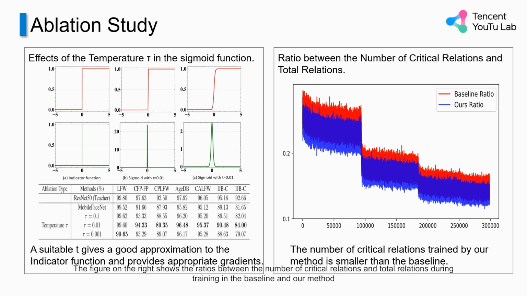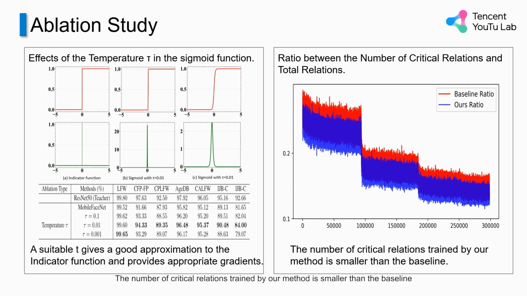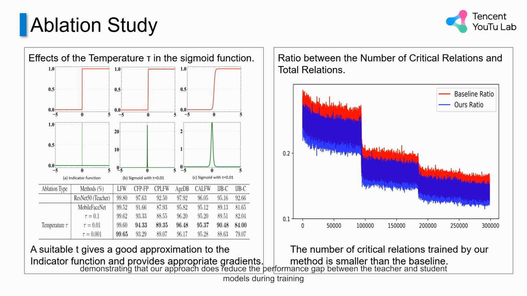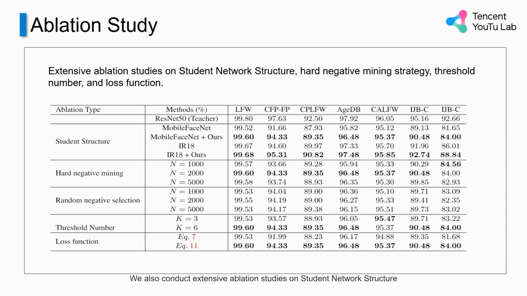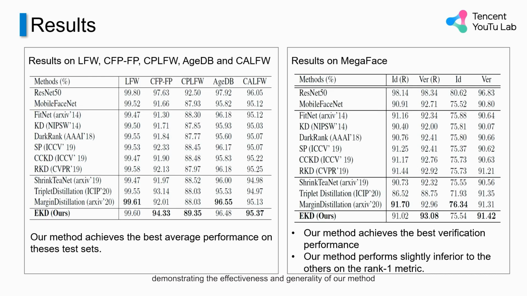The figure on the right shows the ratios between the number of critical relations and total relations during training in the baseline and our method. The number of critical relations trained by our method is smaller than the baseline, demonstrating that our approach does reduce the performance gap between the teacher and student models during training. We also conduct extensive ablation studies on student network structure, hard negative mining strategy, threshold number, and loss function, demonstrating the effectiveness and generality of our method.